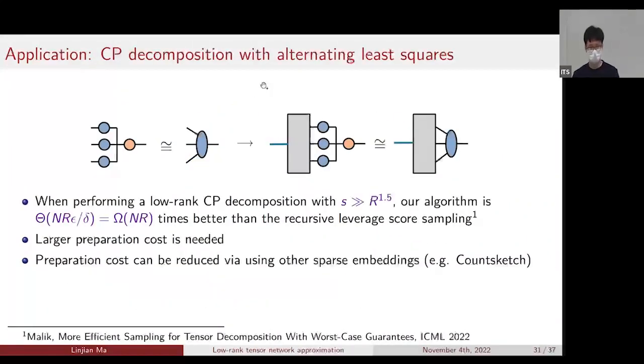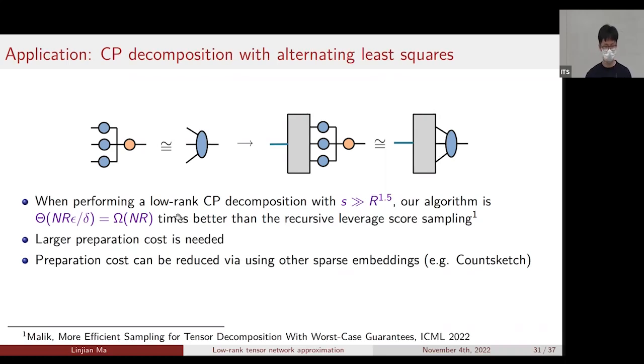I want to show how to apply this to the CP decomposition. The algorithm is pretty simple. It's just, instead of solving an exact least squares problem, we apply a sketching matrix on both the left hand side and also the right hand side. And this sketching matrix is based on our sketching algorithm, basically a Kronecker product done with a tree-like structure.